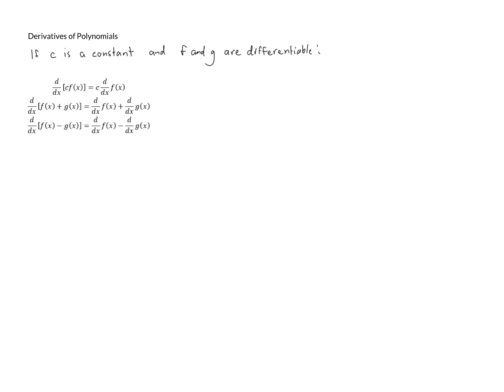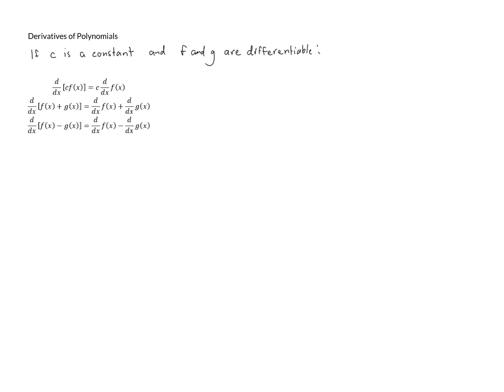So this first one says, if we have the derivative of a constant times a function, we can just take the constant and multiply it by the derivative of the function. So basically, we can take a constant and pull it out of a derivative when it's a constant multiplier. We also have these two rules that say that the derivative of a sum or a difference of two functions is equal to the sum of the derivatives or the difference of the derivatives.